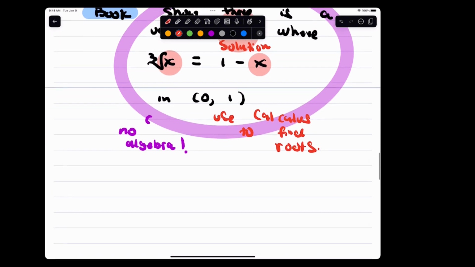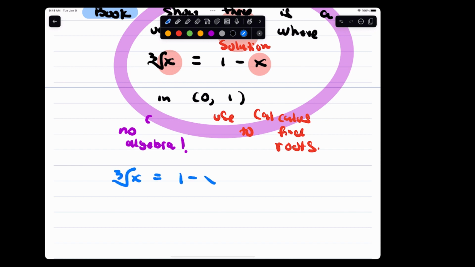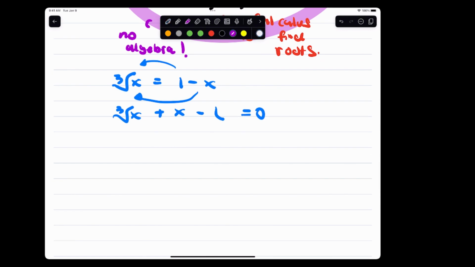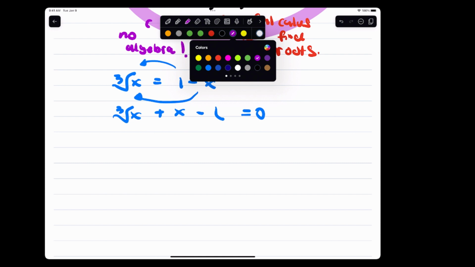Why did you graph? Well, what I did here is I solved this equation here. It is the cube root of x plus x minus 1. In other words, you can say I moved those terms. And we called this function, by the way, this is the name of the function we just found.